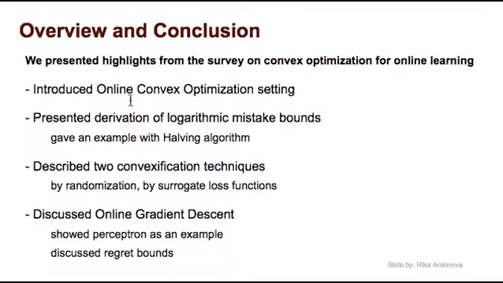And so we covered basically what online learning algorithms are, online convex optimization in particular. We presented the halving algorithm and its logarithmic mistake bound, and also some convexification techniques, randomization and surrogate loss functions. And we have seen a demo on the perceptron using the online gradient descent method, and we showed in theory and also checked in practice that the number of errors is bounded, and the regret bound is satisfied in practice as well.